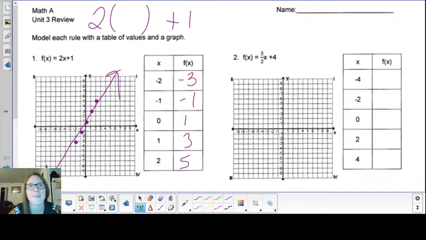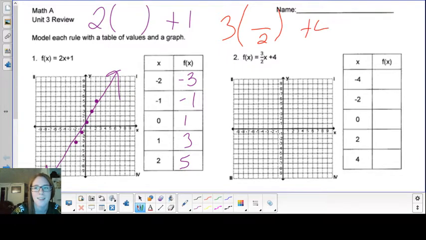This next one's a little bit tricky. What we're going to do is take our x value and divide it by 2, and then multiply it by 3, and then add 4. Remember, fractions are just division. You're just going to divide by the bottom, then multiply by the top.